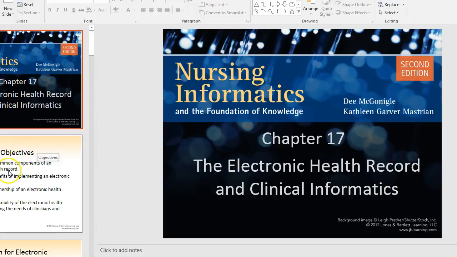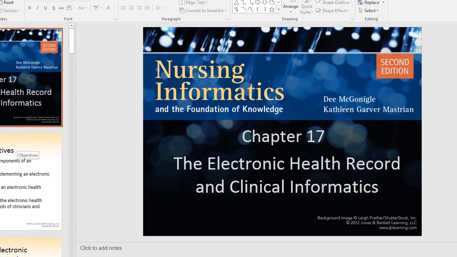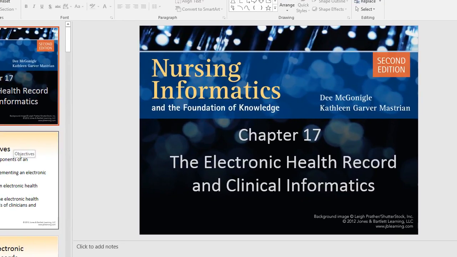So we're going to talk about the electronic health record. And this is obviously an important issue because many places are, if not already, rolling out the use of the electronic health record and its importance. So we're going to talk about that.